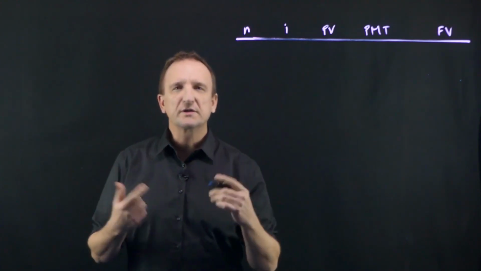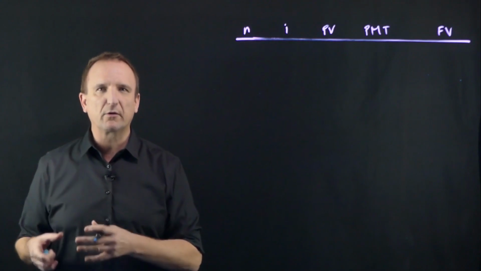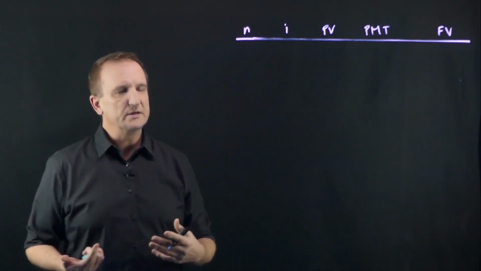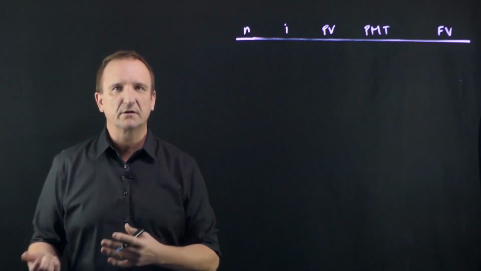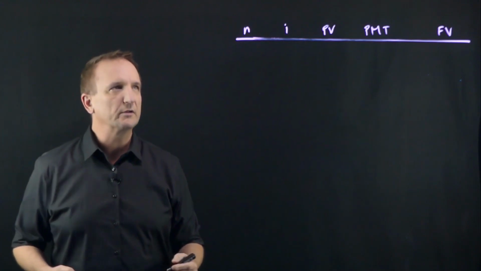You can use any investment amount that you want, but I find that using $100 makes it easy if you're just comparing interest rates. If I say you're going to make 12% on this $100, you know that that's going to be $12. But I'll show you how you do it on the calculator.